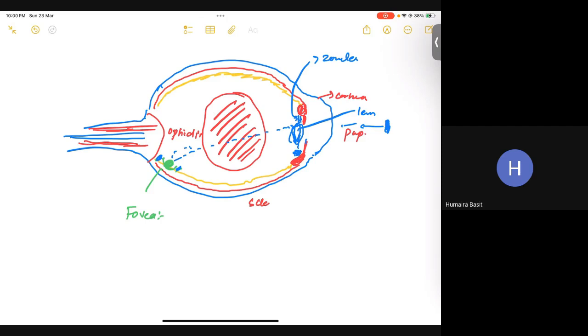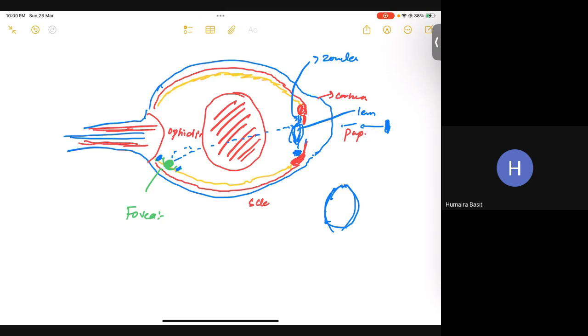What do you guys think? It would become more spherical. Why? Whenever we are bringing an object near, what happens? It would become more spherical. Why? The refractive index.